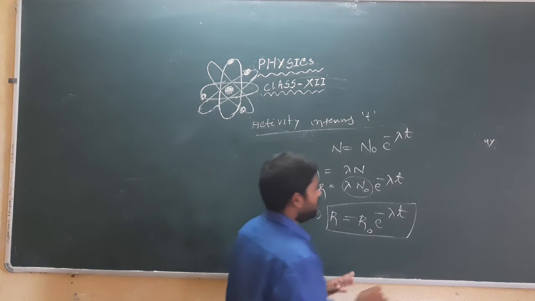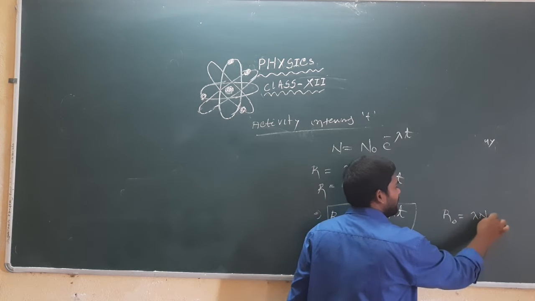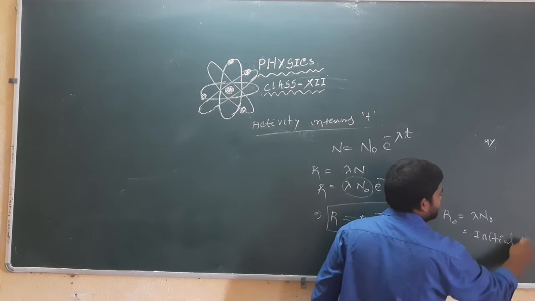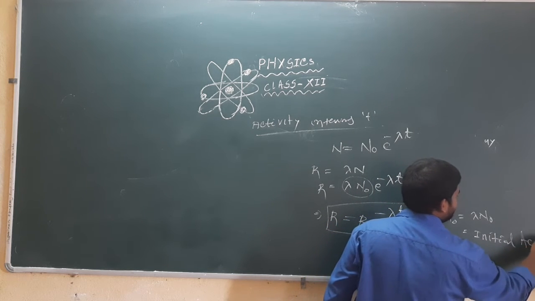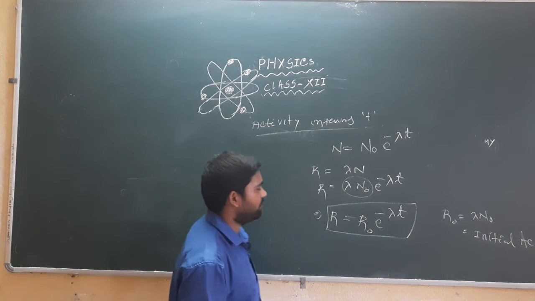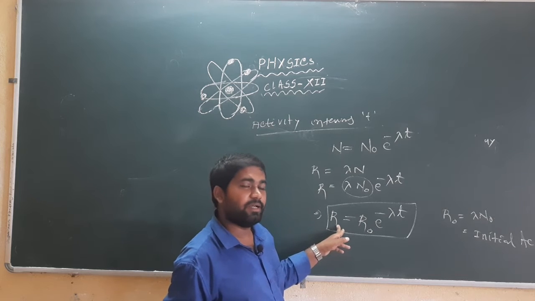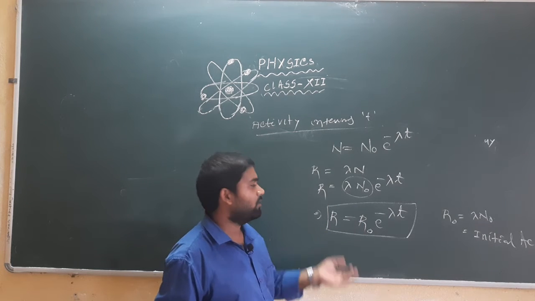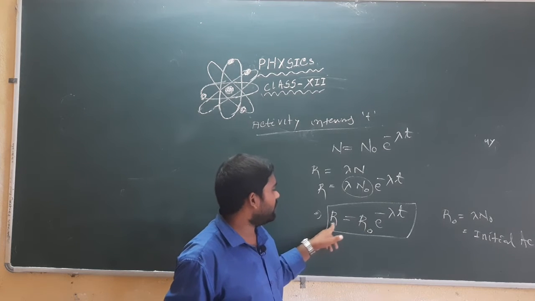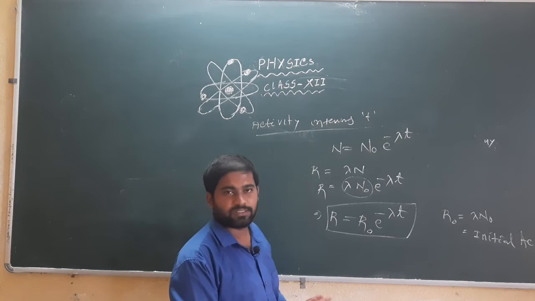So we can say here we have taken R naught as lambda N naught, that is, the initial activity of that sample. We have already written this formula at the time of calculating the mass energy relation. So R equals R naught e to the power minus lambda t, understand.